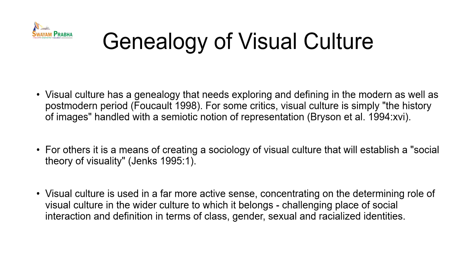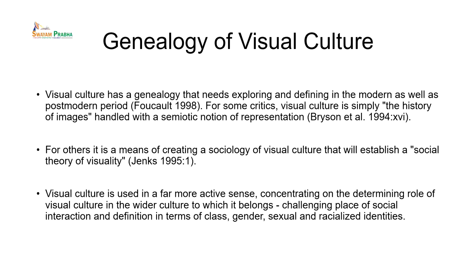For other academicians, it means creating a sociology of visual culture that will establish a social theory of visuality. So, there is another school of theorists who are looking at the growth of visual culture particularly through the lens of sociological inquiry, towards establishing a social theory of visuality. And this comes from Jenks in as early as 1995. This approach seems to open up a charge that the visual is given an artificial sort of independence that will have some sort of connection with reality.